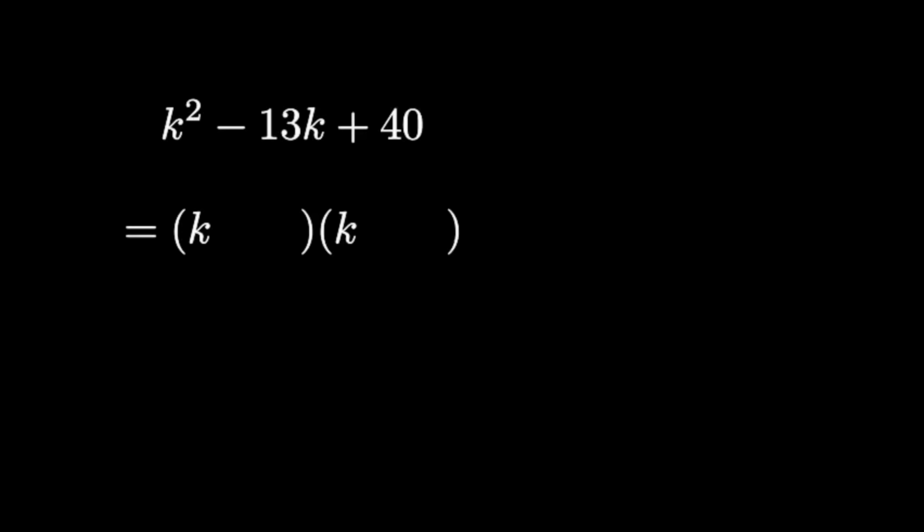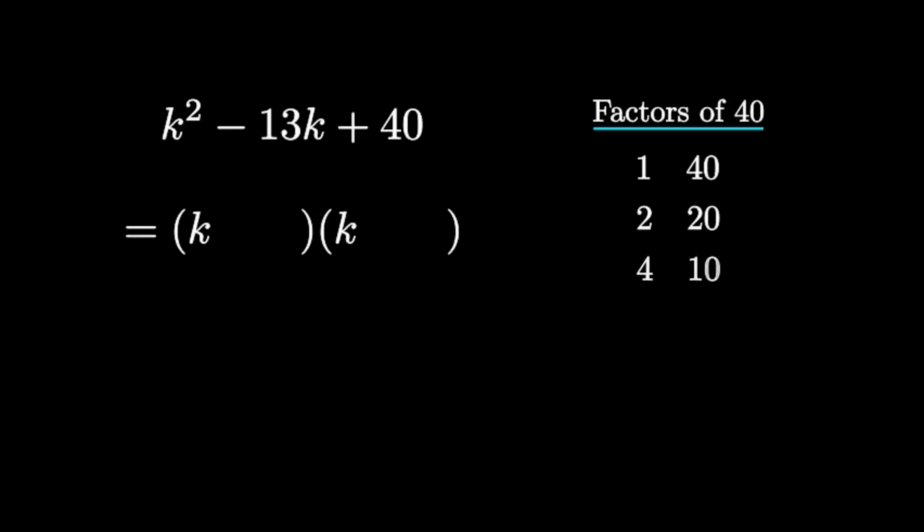You're going to open up two sets of parentheses. And in this case, we're going to put k and k because k times k is k squared. Okay. Now, after that, you're going to take that last number, 40, and you're going to either write out the factors of 40 or think about the factors of 40. So we got 1 and 40, 2 and 20, 4 and 10, and 5 and 8.